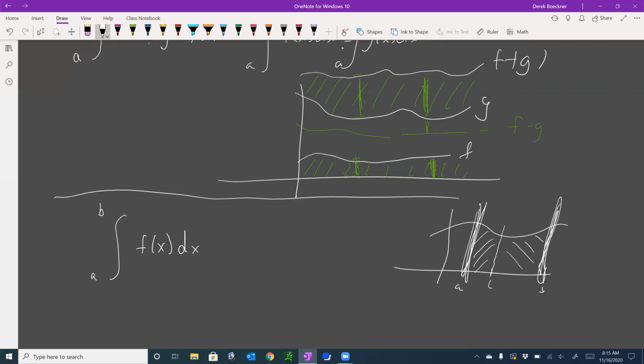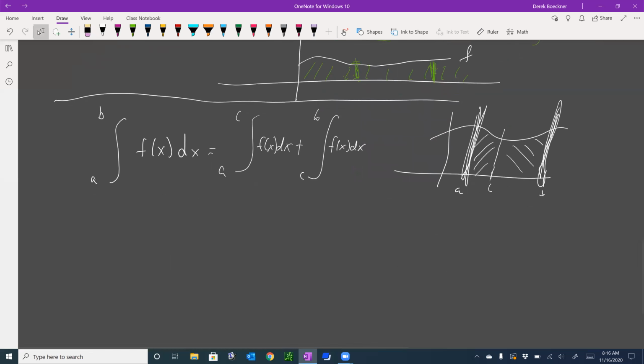Okay. So this is equal to the integral from a to c f of x dx plus the integral from c to b f of x dx. And that's for any c. C doesn't have to be in between a and b, actually. So let's draw one where c is outside a and b. Let's go with c is over here, right?